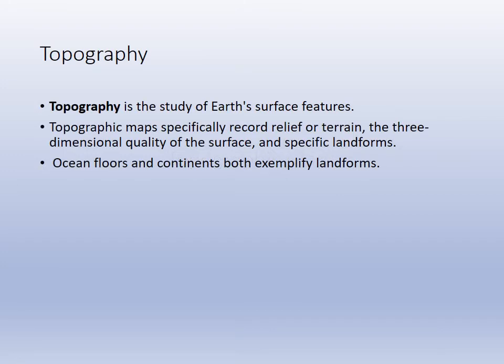So we'll look at topographic maps. Topographic maps show the features of Earth's surface. Topography then is the Earth's surface features. They record the change in elevation by lines, giving a two-dimensional map a three-dimensional quality. And then ocean floors have what we call bathymetric maps, which are basically topographic maps of the ocean floor.